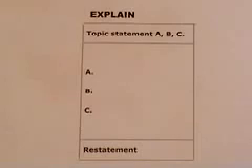Okay, so the staging of an explain or explanatory type of essay will look like this, with a topic statement in the introduction, 3 or 4 paragraphs in the body of the essay, followed by a restatement of the topic.